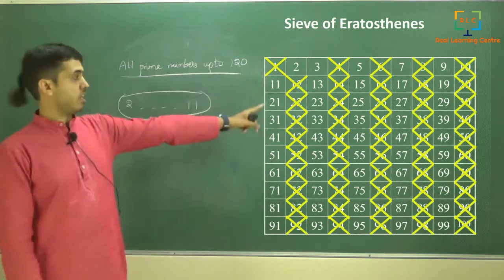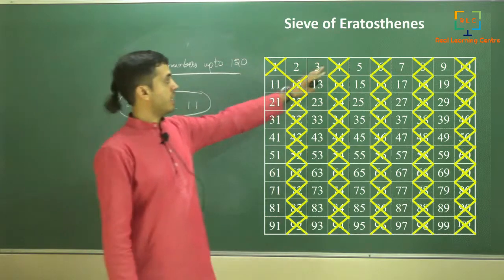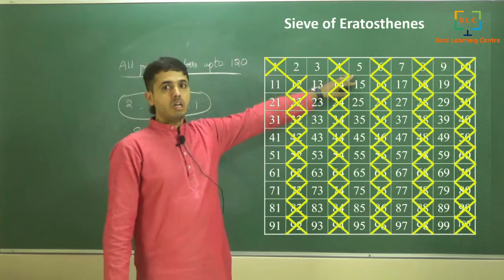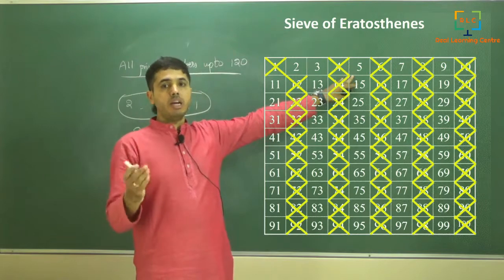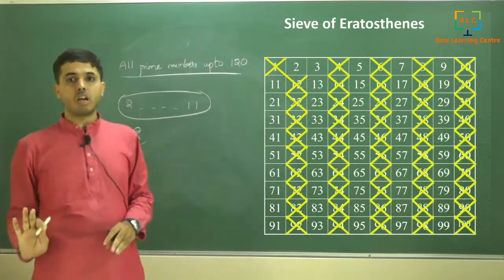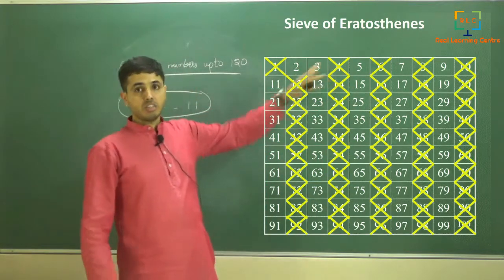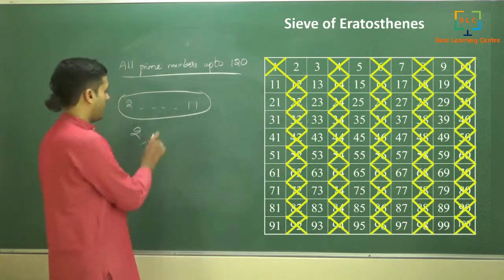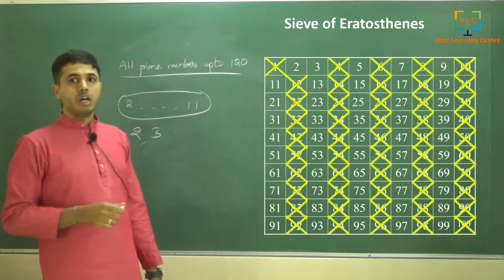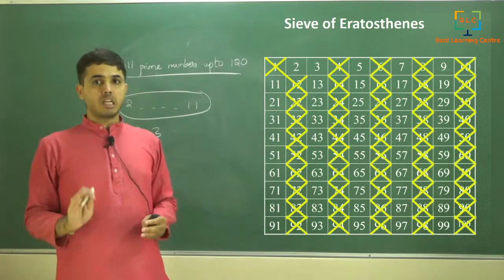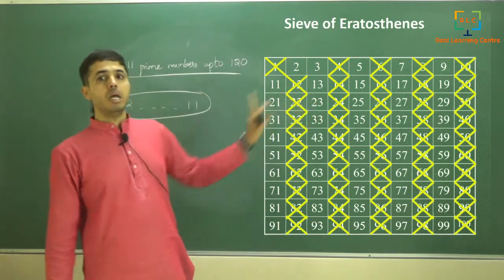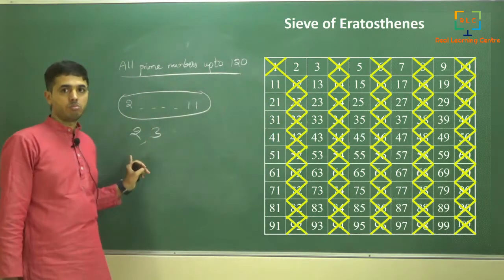Now next, what is the next number here in this column? 2 is over. The next number which is not yet ruled out. If I have ruled out 4, it means I have ruled out all multiples of 4 already. But here 3 is not yet ruled out, so I will take 3. 3 is a prime number. Now what is the next multiple of 3? That is 6. But 6 is already ruled out because 6 was a multiple of 2.